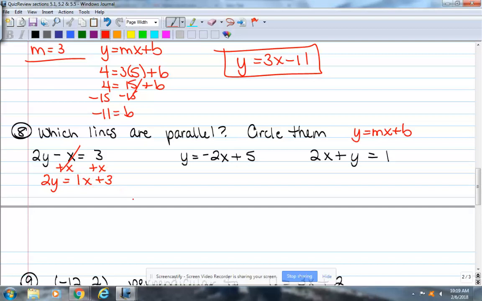And then what do I do? Divide by 2. Divide everything by 2. And what is y equals 1/2 x plus 3 over 2. So what's the slope of the first line? 1/2.